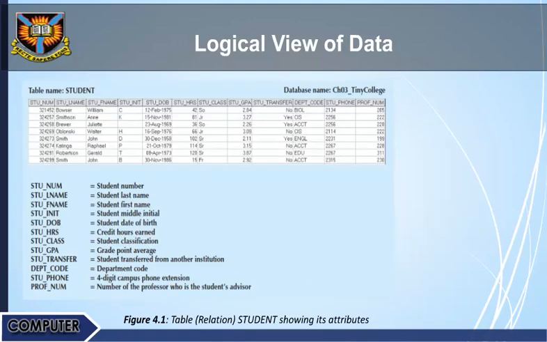Table name: student. Database name: CH03 Tiny College. Student number, student last name, student first name, student middle initial, student date of birth, credit hours earned, student classification, grade point average, student transferred from another institution, department code, 4-digit campus phone extension, number of the professor who is the student's advisor.